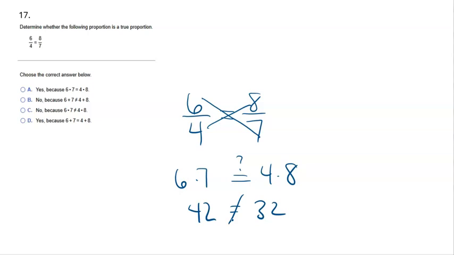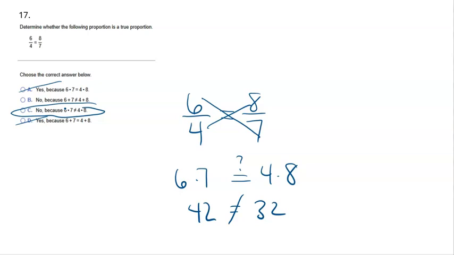Now look at our choices. The yes and the yes are out. But let's check this out. No, because 6 plus 7 is not equal to 4 plus 8. Well, no, it's not a cross sum or a cross add. It's a cross product or a cross multiply, and it's this one right here. 6 times 7 is not equal to 4 times 8.